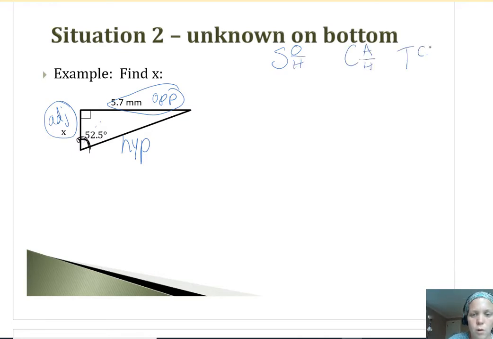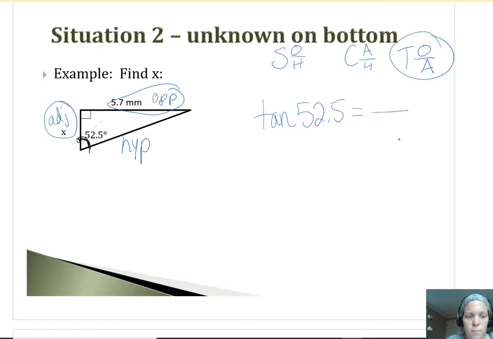And here I'm going to start SOHCAHTOA. So look at that and put that SOHCAHTOA like that on your formula sheet somewhere, if that helps, if that makes sense. So opposite and adjacent, O and A, that's tangent. So tan 52.5, so tangent of the angle is the opposite side, 5.7 over adjacent, x.